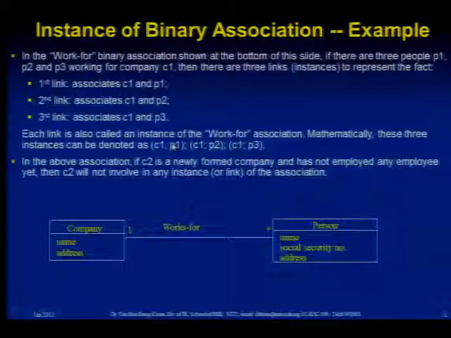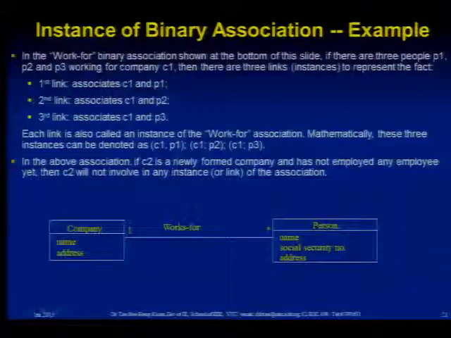Any instance of a binary association will always associate 2 objects, 1 from each class. Any instance of a ternary association will always associate 3 objects, again 1 from each class. An instance of an association of 4 classes will always have 4 objects, again 1 from each class. So these are always general properties.